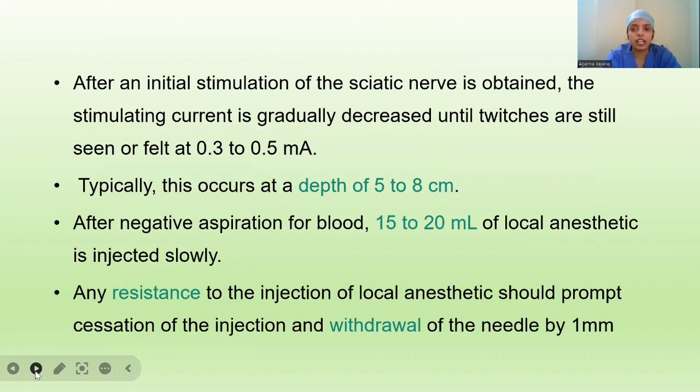After you get the stimulus at 1.5 milliampere, just gradually reduce the current till you see the response at 0.3 to 0.5 milliampere. This usually occurs at a depth of 5 to 8 centimeters, and after negative aspiration for blood, you can inject 15 to 20 ml of local anesthetic. Any resistance to the injection of local anesthetic should prompt the cessation of the injection and withdrawal of the needle by a few millimeters.